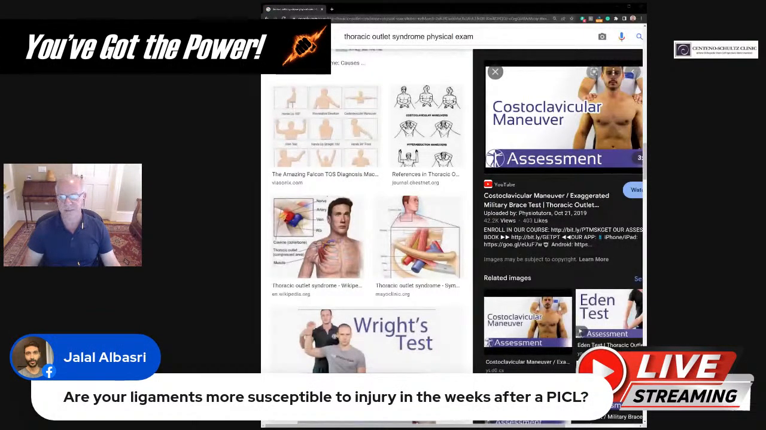Jalal, are your ligaments more susceptible to injury in the weeks after a PICL? Shouldn't be, Jalal. There's really nothing that we're doing that would make them more susceptible to injury during that time. What can happen, though, is you can feel pretty good for that first week to 2 weeks because things are swollen, and then at around 10 days to 2 to 3 weeks, the acute inflammation goes down and the ligaments become loose again. And some people mistake that loss of that protective inflammation as I re-injured myself. So that one's pretty common.